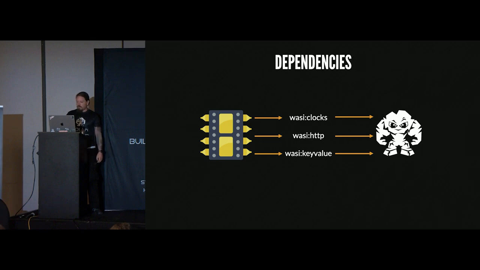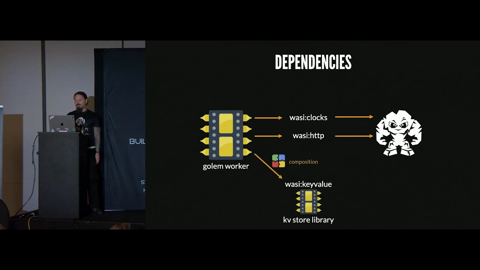Golem. But an interesting thing is you can also use component composition to eliminate some of these dependencies. So for example, if you don't want Golem to implement the key value store for you, and you have a third-party library that implements this WASI key value interface, and it's compiled to a WebAssembly component, you can just compose your Golem worker with this library. The key value store interface got eliminated, and you can still run it in Golem, and it will use your chosen third-party key value store implementation, which is something nice.